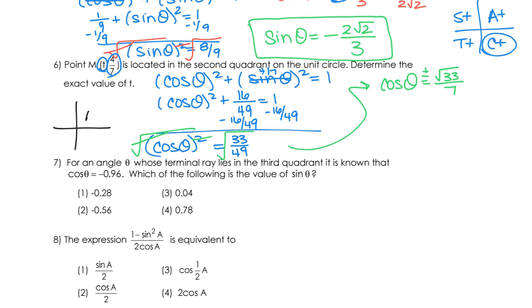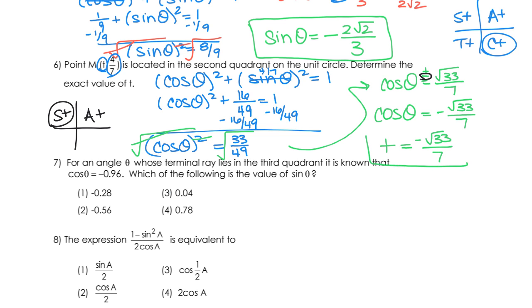They told us this is a second quadrant angle, and in the second quadrant, sine theta is the only one that's positive, and therefore cosine theta will be negative. So our final answer for cosine theta is negative square root of 33/7. Remember that we were asked to find the exact value of t, so we could say t equals negative square root of 33/7 if we want to make our answer a little bit more specific.